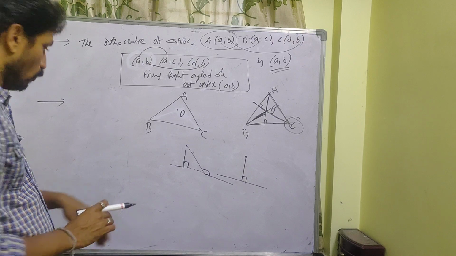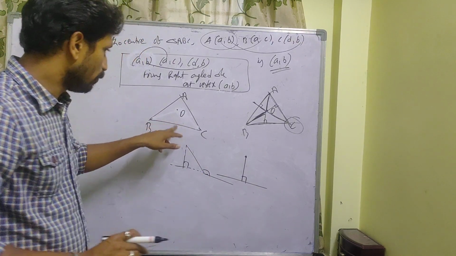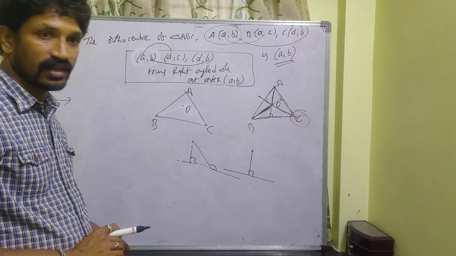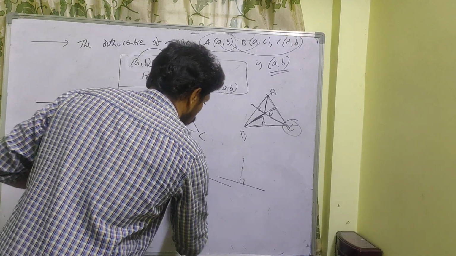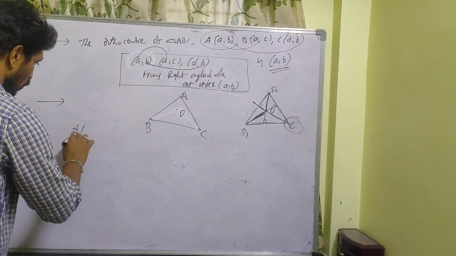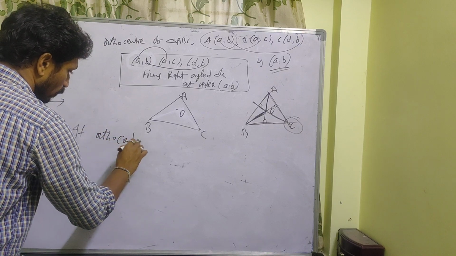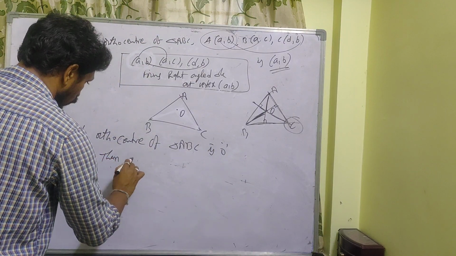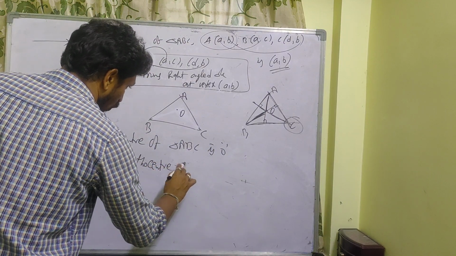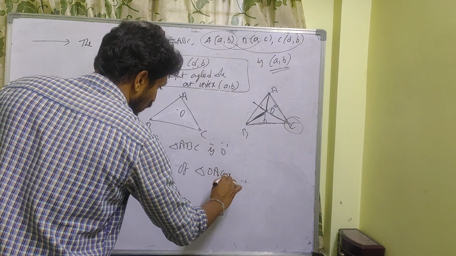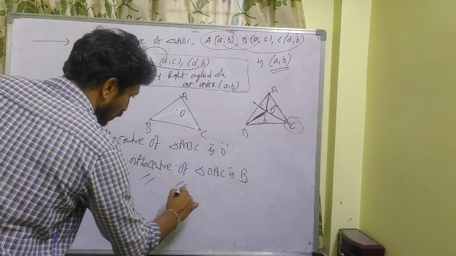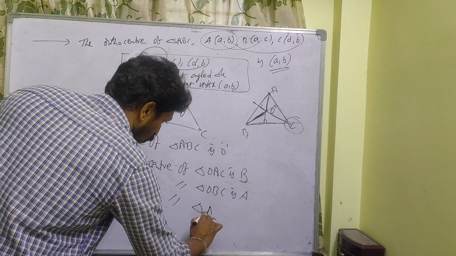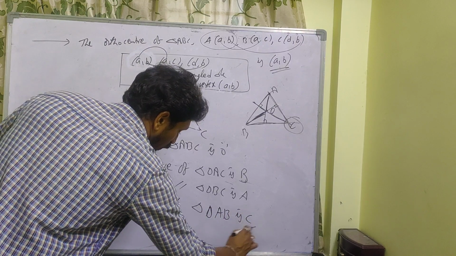Okay, clear? So similarly, we can say the orthocenter of triangle AOC is nothing but B. Orthocenter of triangle BOC is nothing but A. See right here, if the orthocenter of triangle ABC is O, then the orthocenter of triangle OAC is B. Orthocenter of triangle OBC is A. Orthocenter of triangle OAB is C.